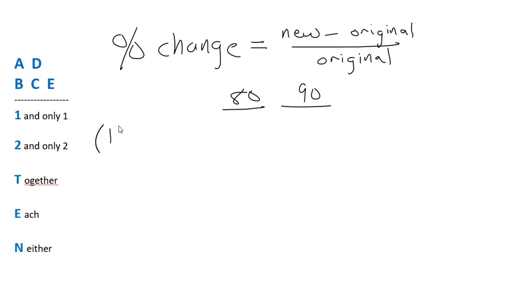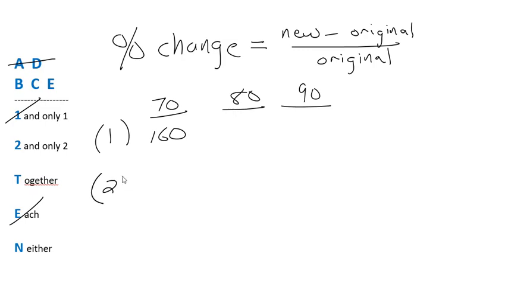Statement 1. We're given the population in 1970 as 160,000. We don't need to write out all the zeros. From that information, can we find out the percent change from 80 to 90? Well, no, of course not. We don't have nearly enough information. So 1 is out, and therefore you can't say that each statement gives you sufficient information. So each is out. A and D are gone.